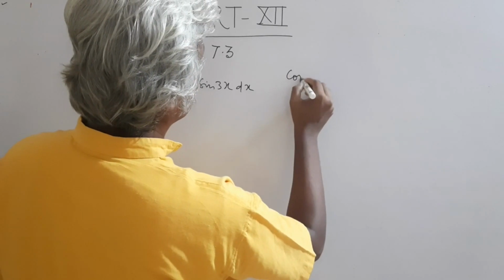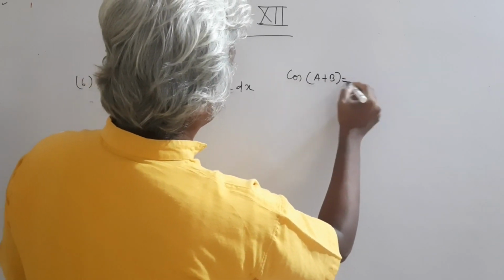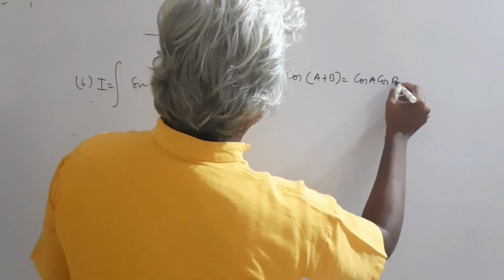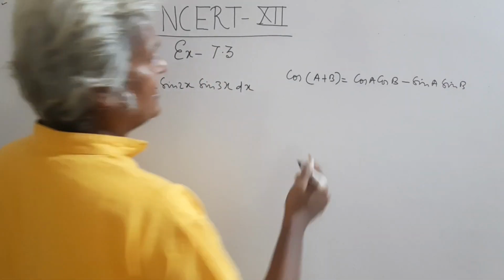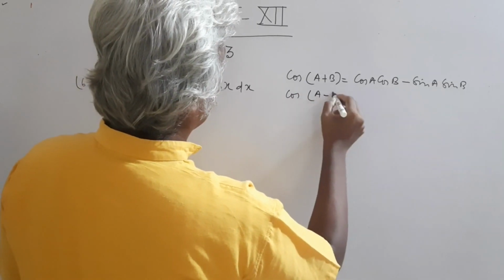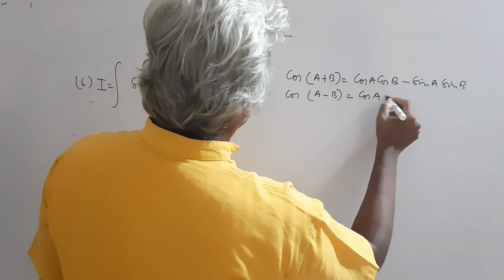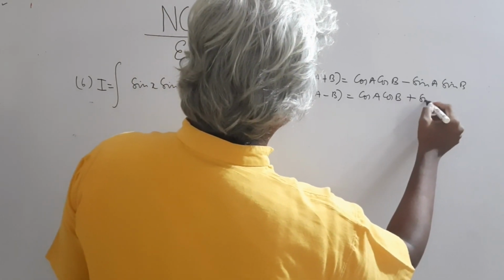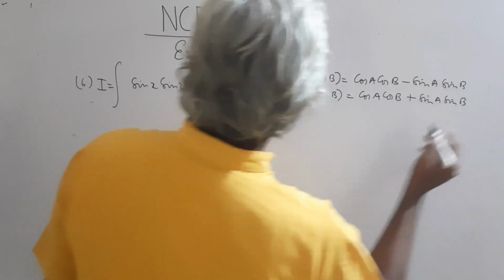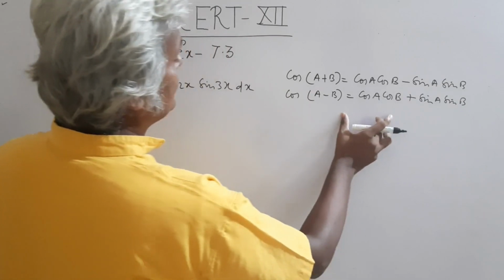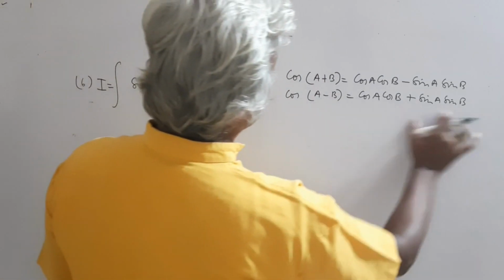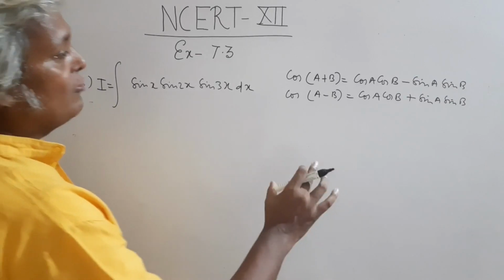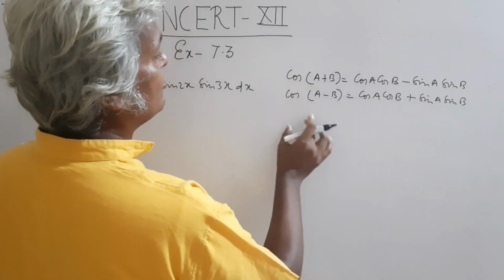So I would like to revise the formula. cos(A plus B) is actually cos A cos B minus sin A sin B. This you might have studied in standard 11. Now cos(A minus B) is cos A cos B plus sin A sin B. Now if you want sin A sin B, you have to subtract one from the other. If you subtract directly in this form, you'll get both signs negative, so I would like to flip it, just like subtracting the first equation from the second one.